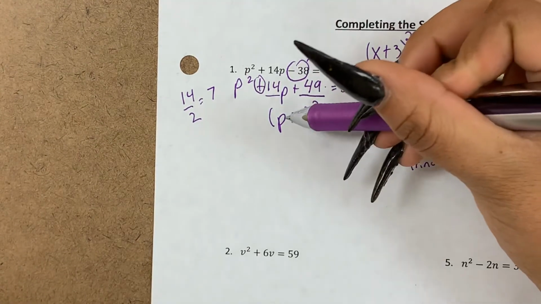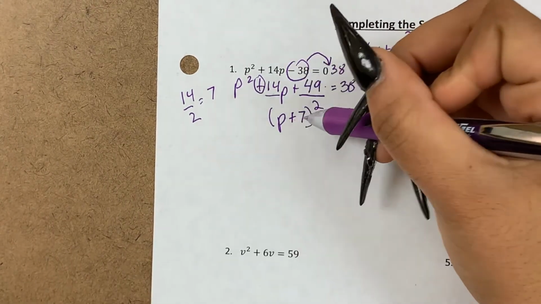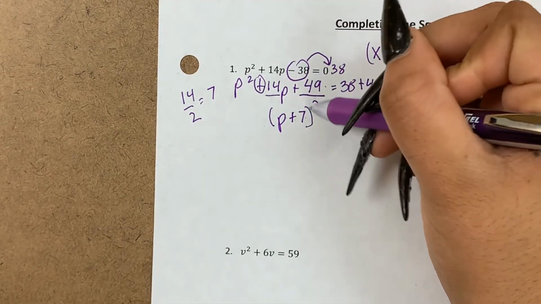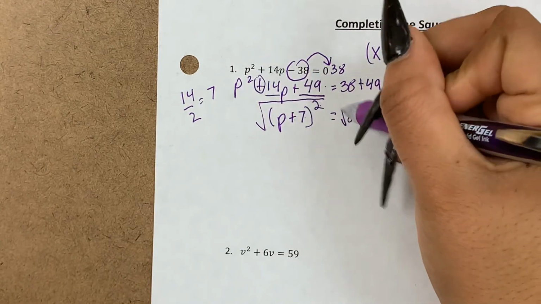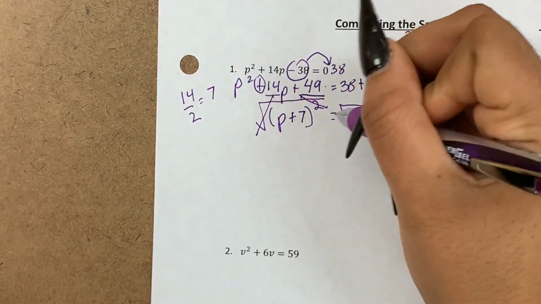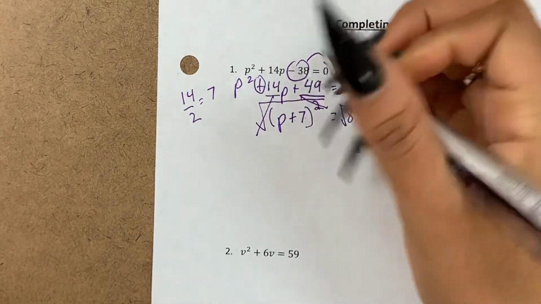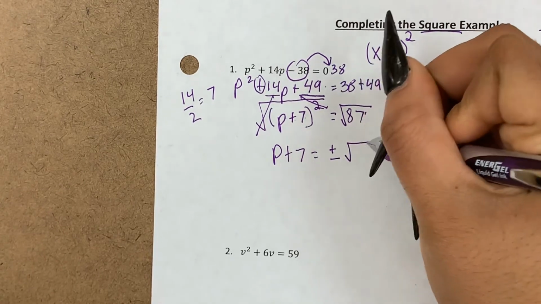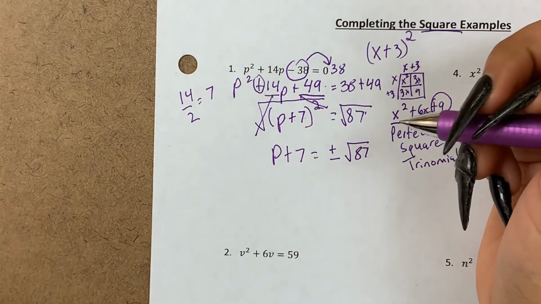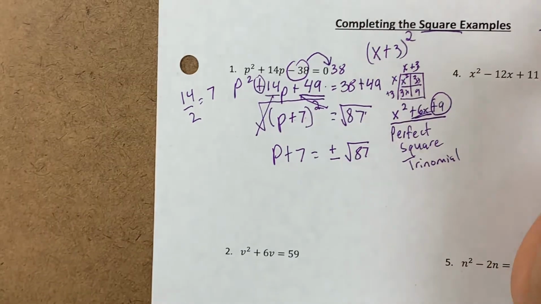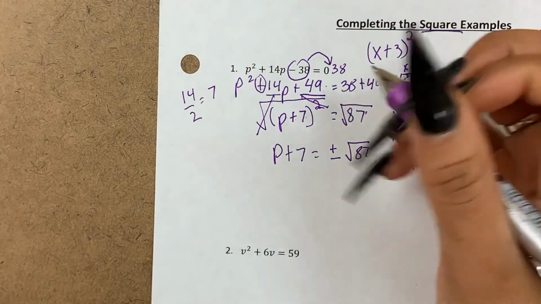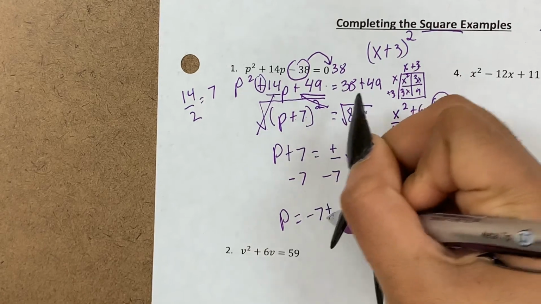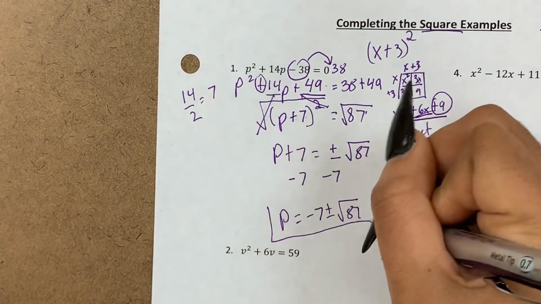So I'm still trying to solve for p. So I have p plus 7 parentheses squared equals 87. I'm going to square root both sides to get rid of this square. So when you square root a square, they cancel each other out. So you have p plus 7 equals plus minus the square root of 87. Okay, so then you subtract 7. And that's the answer.